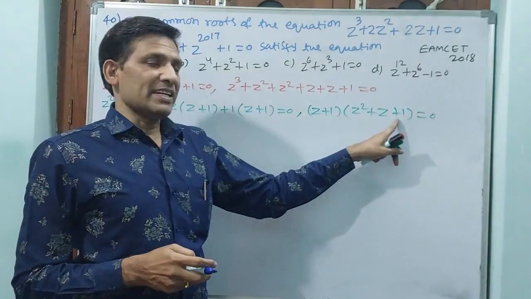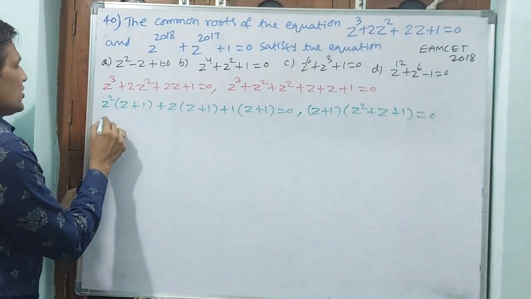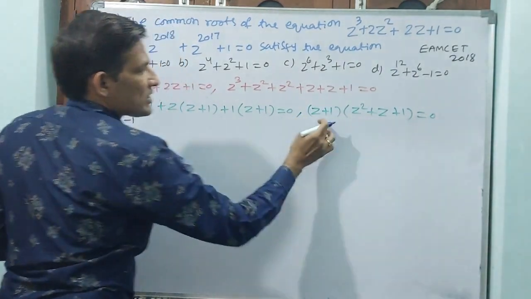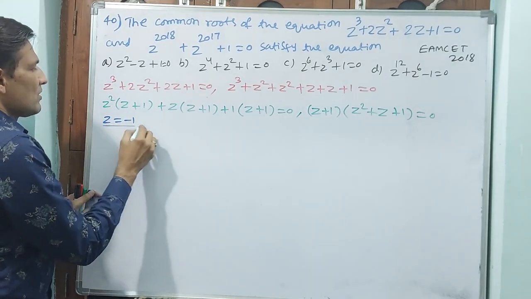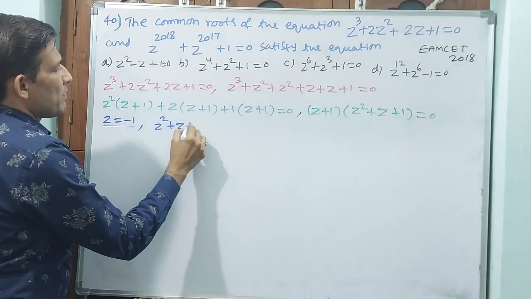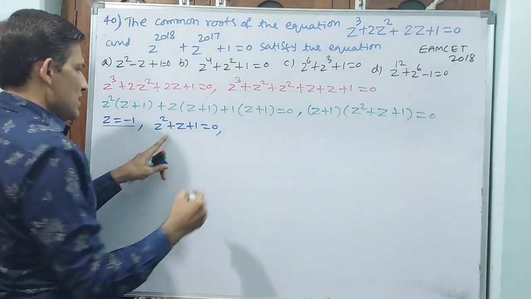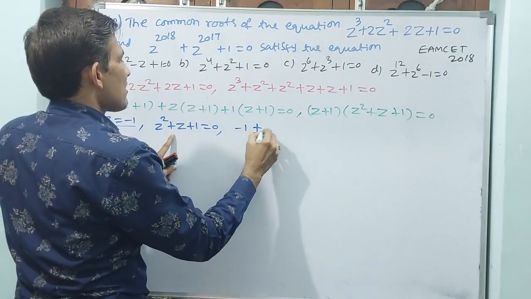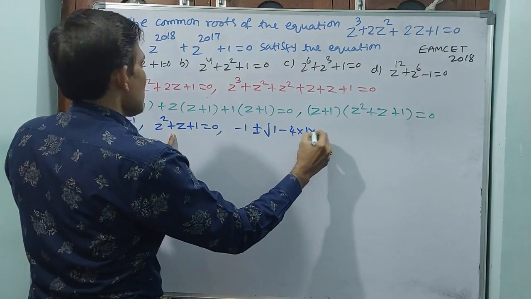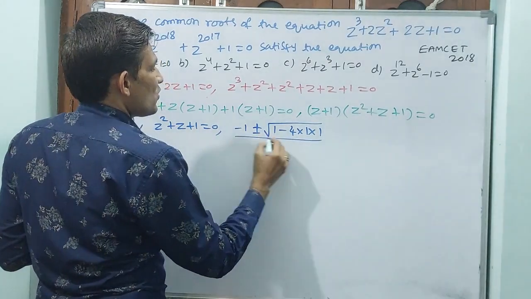Now you see how many roots will come. See, this is quadratic, 2 roots will come, but here 1 root. Total 3 roots will come. z plus 1 equal to 0 means z may be minus 1. Okay, this is 1 root. This you solve: z square plus z plus 1 equal to 0. For x square plus bx plus c, x is minus b plus or minus square root of b square minus 4ac, with b equal to 1, 4 into 1 into 1, divided by 2a, 2 into 1.